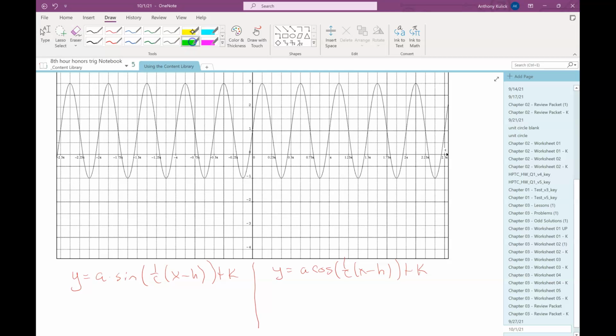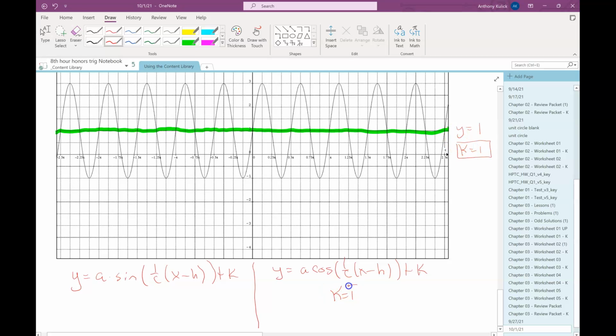So I'm going to start by identifying the midline, because I can do that just visually. Looks to me like this is the midline. Everybody agree with that? So that is the equation y equals 1. So that tells me that K is 1. And the nice part about the midline is it's going to be the same whether you make a sine graph or you make a cosine graph. One coefficient down. That's not too bad.